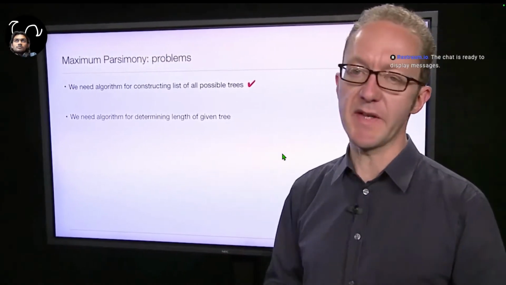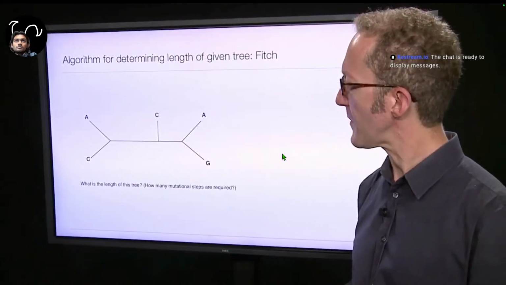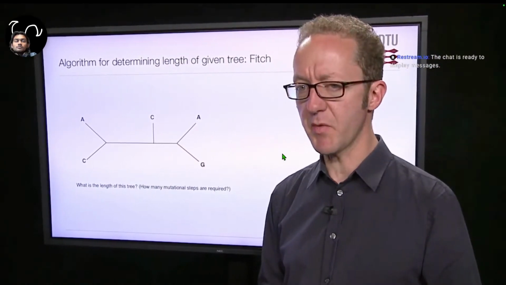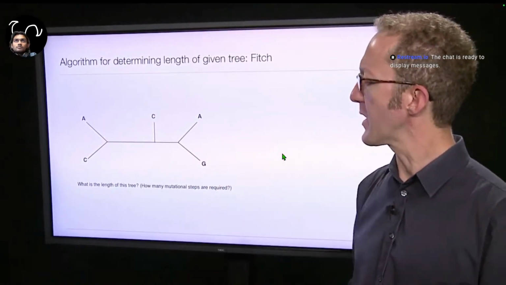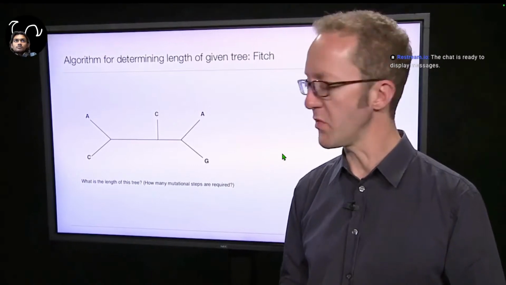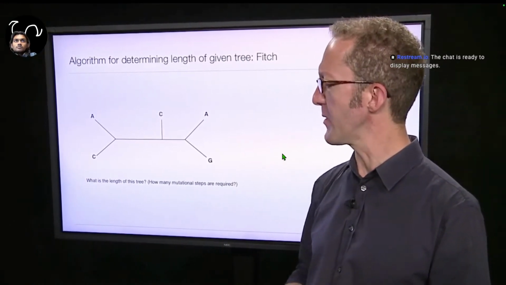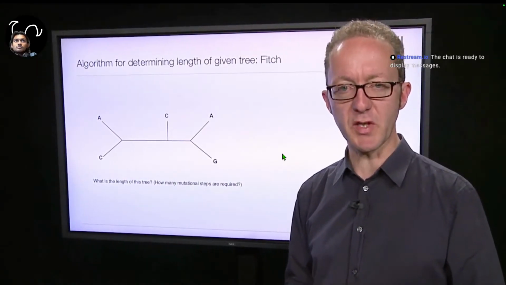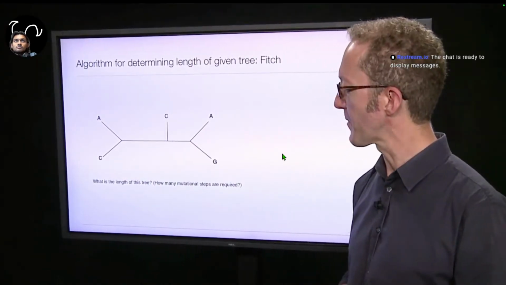How about finding the length of a given tree? Well, that is an algorithm that also exists. There are a number of ways of doing it. A very important algorithm for doing this is called the Fitch algorithm, and that's what I'm going to explain to you. It's a very simple algorithm. It's the type of thing you can do on the back of an envelope if you're really bored and trying to make a maximum parsimony tree.